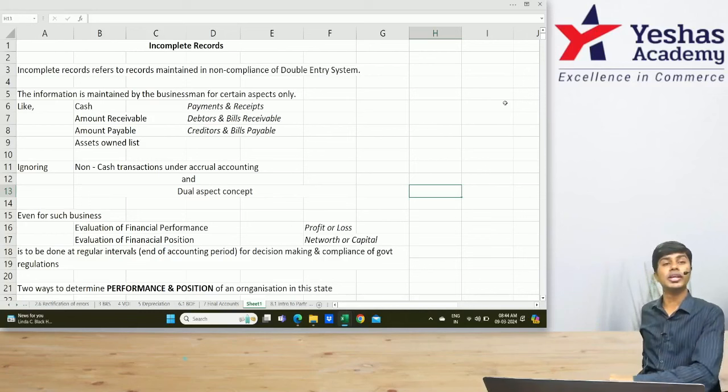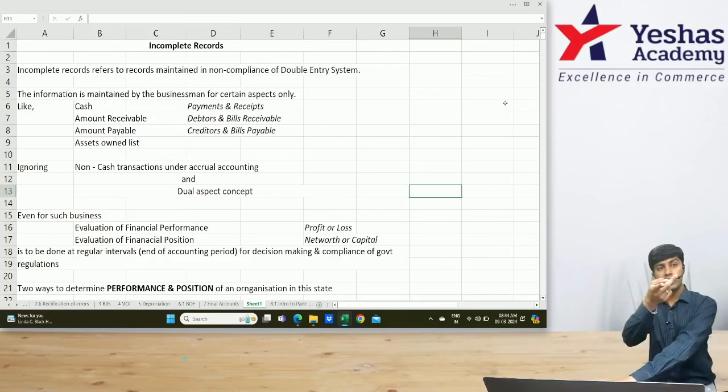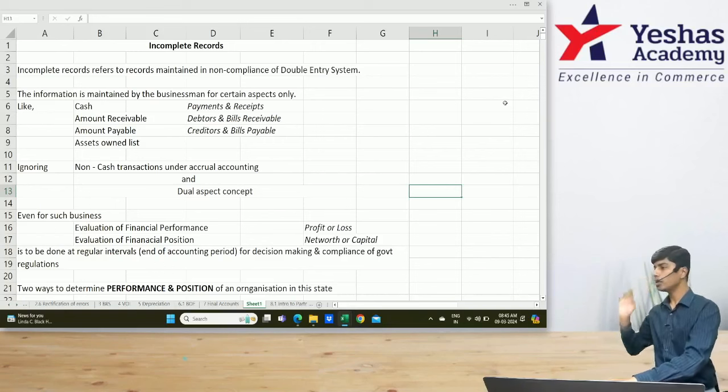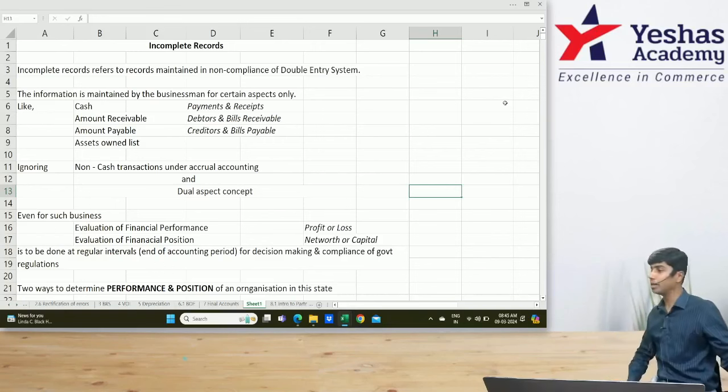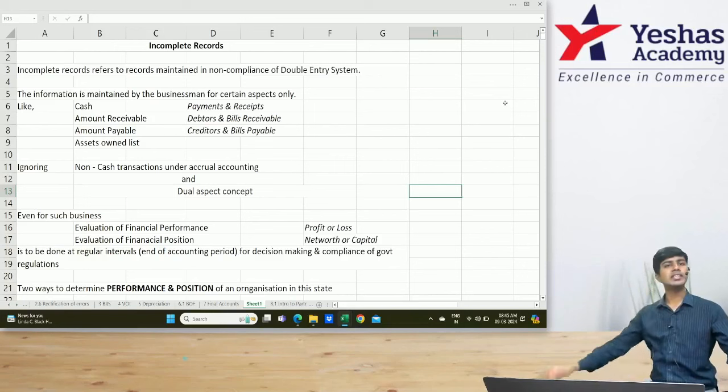There you don't follow shortcut. So what you do there is, you will convert the single entry that is recorded into double entry system. You'll convert the single entry that is maintained into double entry. So you basically have two options.